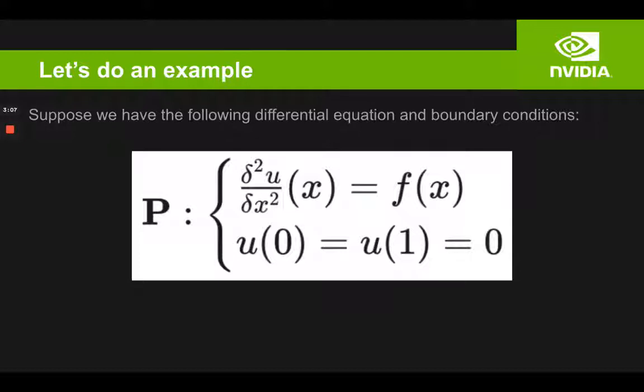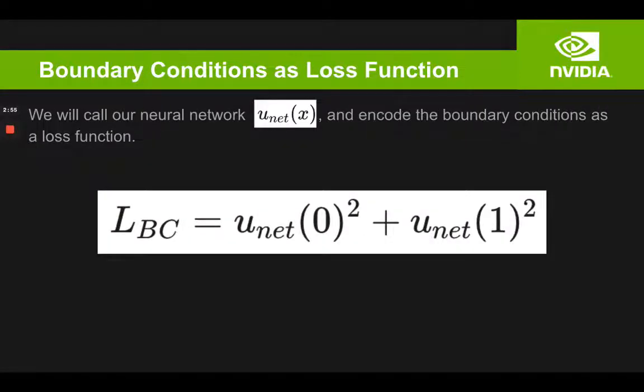Very straightforward example. Focus at boundary conditions right now, below. We know that the unknown function u must be 0 at the boundaries x equals 1 and x equals 0. So let's call the approximation unet. We don't know u, and we won't ever know u. We are going to only get a good approximation called unet. And this is how we encode the boundary conditions as a loss function.